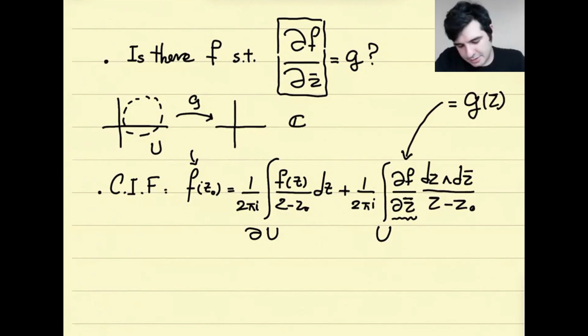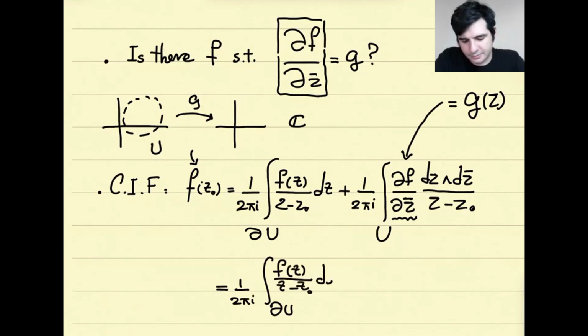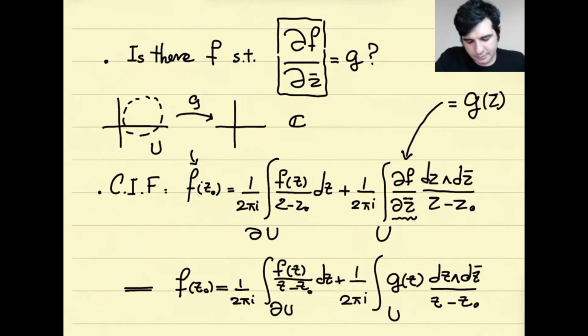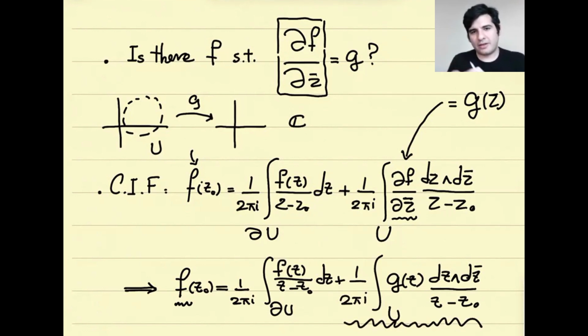So if f is a solution to the equation, this would be equal to this integral on the boundary plus 1 over 2 pi i integral over u of g of z dz dz bar over z minus z naught, right? This is good because it tells us what f should be in terms of g. Note that this integral only includes g, no f.